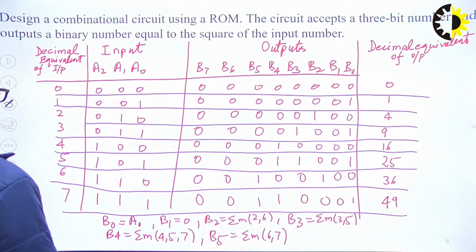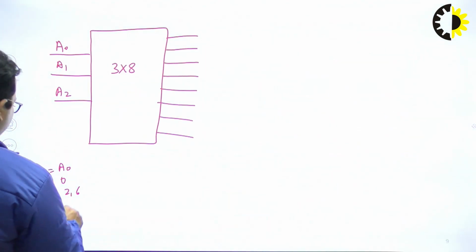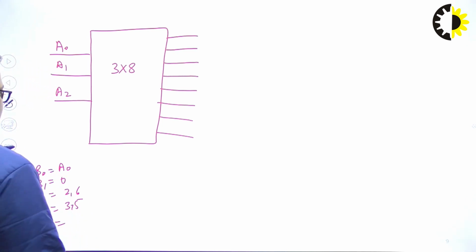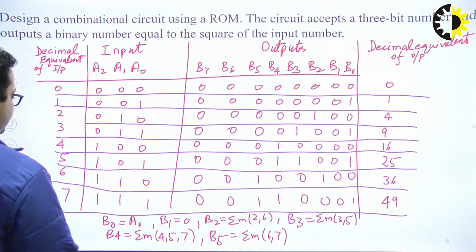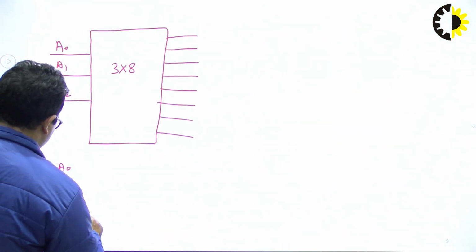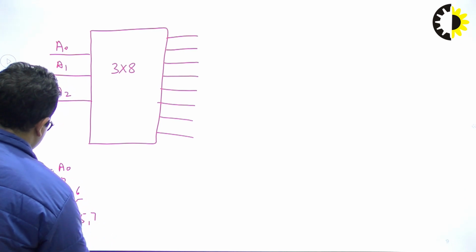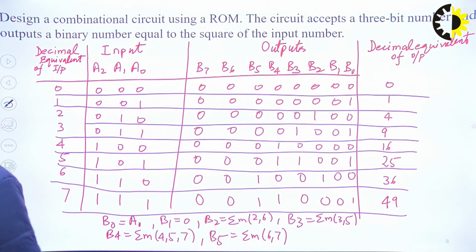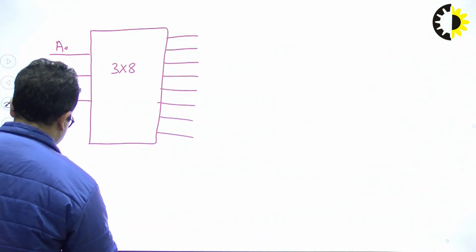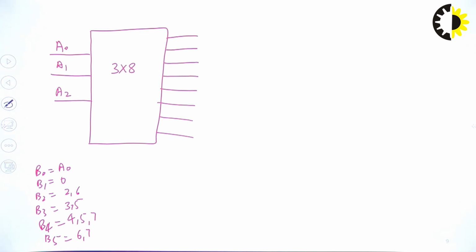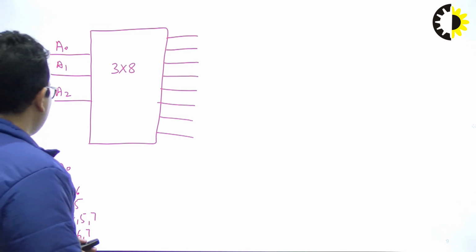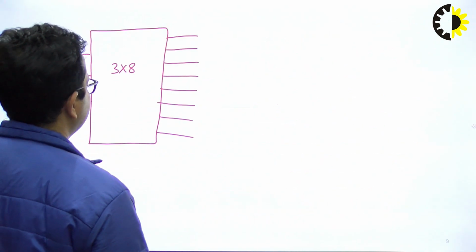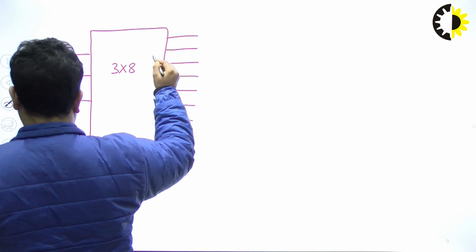B3 equals 3, 5, B4 equals 4, 5, 7, B5 equals 6, 7, right? B5 equals 6 and 7. Now, these are the minterms that we got.